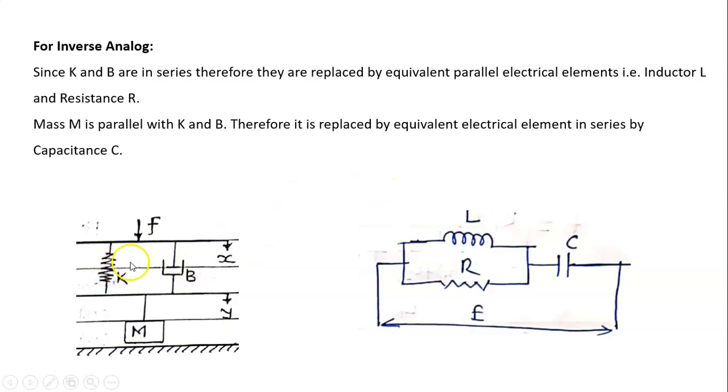Since K and B are here in series, these two elements we have to replace by two equivalent electrical elements in parallel. Therefore K is equal to L and B is equal to R. Therefore we have to place these in parallel like this. And here M is in parallel with K and B, therefore M we have to replace by capacitance C. But in the case of the inverse analog, a parallel combination should be replaced by a series combination. Therefore here we will add capacitor C in series with this inductor L and resistance R, and this force is equal to voltage. Therefore this circuit is known as the inverse analog electrical circuit.